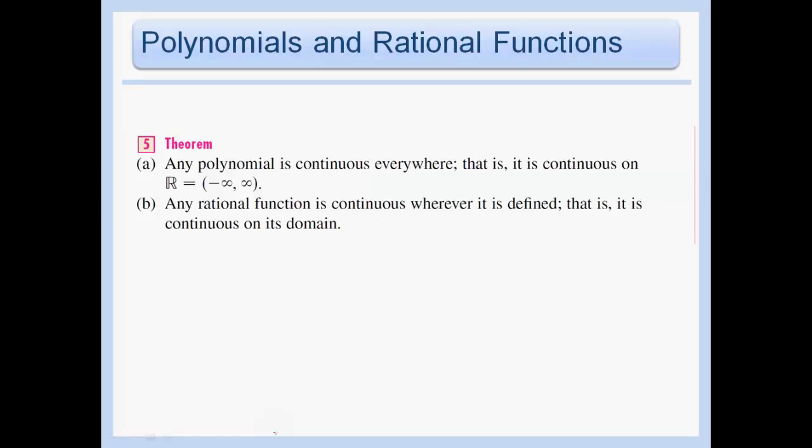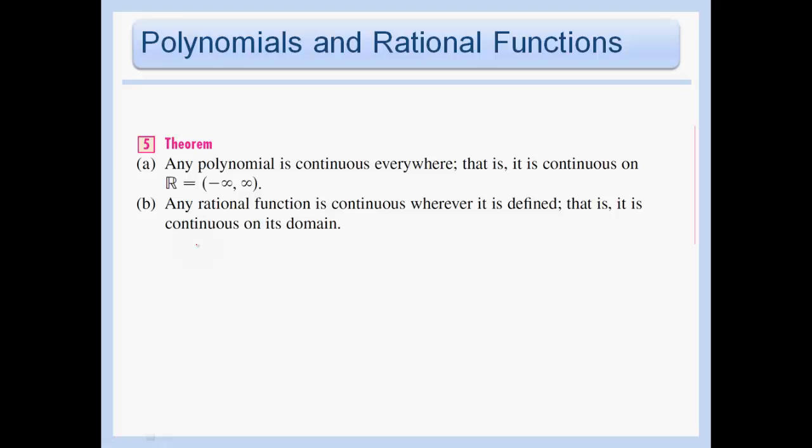Here's a theorem, polynomial and rational functions. Any polynomial is continuous everywhere. That is, it is continuous on all real numbers. And any rational is continuous wherever it is defined. That is, it is continuous on our domain. And again, we're going to look mainly there that the denominator does not equal 0.